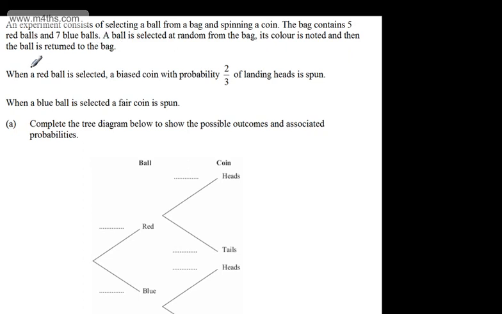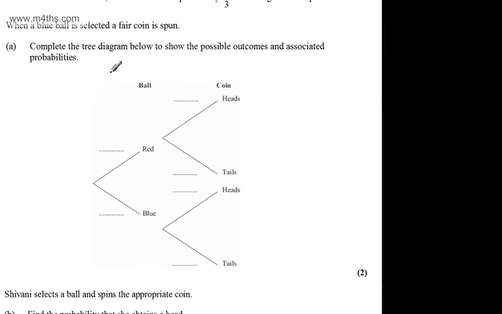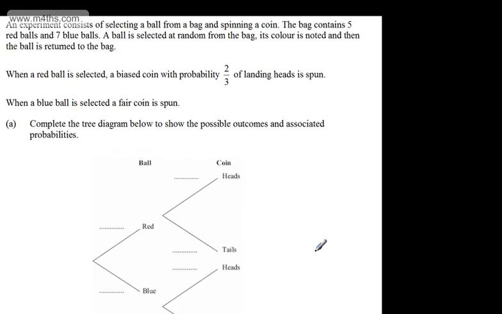the bag. When a red ball is selected, a biased coin with probability 2/3 of landing heads is spun. When a blue ball is selected, a fair coin is spun. In part A, we're asked to complete the tree diagram below to show the possible outcomes and associated probabilities. The question carries 2 marks.